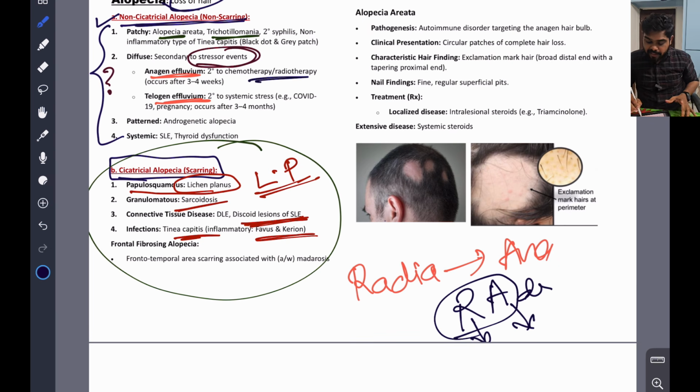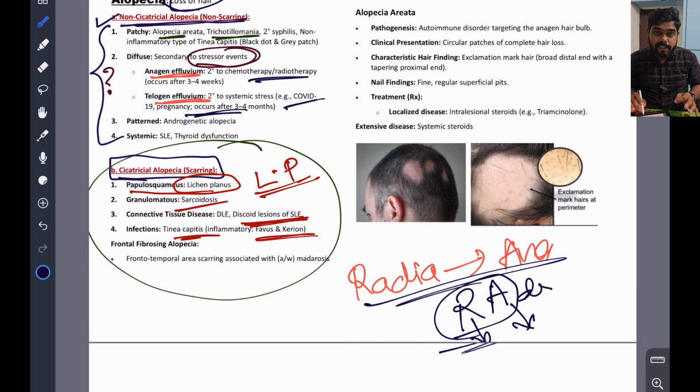So this radiation is known as radiation anagen effluvium. Telogen effluvium is nothing but secondary to systemic stress. If you got a COVID infection, say I got COVID infection, after 3 months I got so much hair loss. It is because of systemic stress, because of COVID or pregnancy. It occurs 3 to 4 months later.